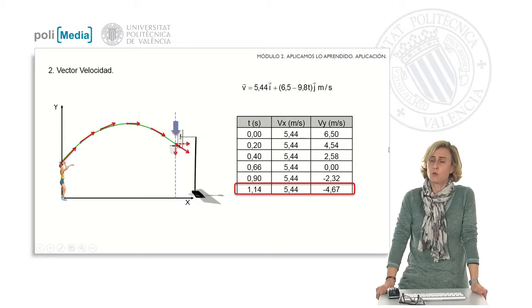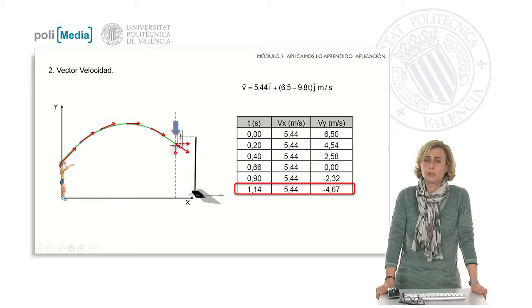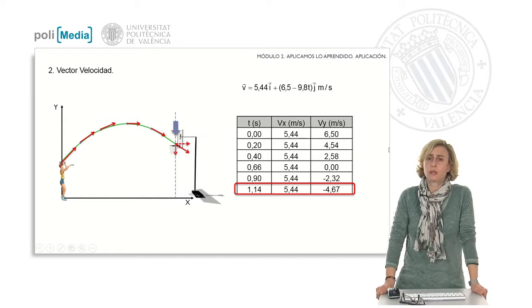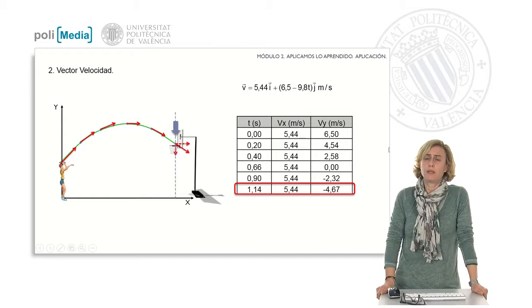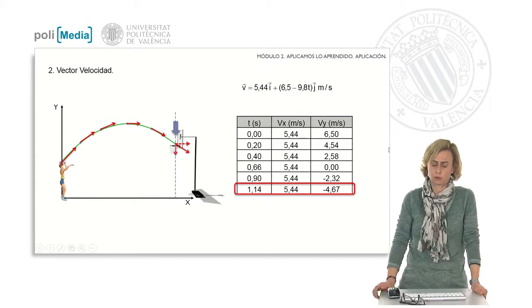And this agrees with the fact that in this axis, the movement is rectilinear and uniform, and therefore the x component of the velocity is constant. The y component of the velocity varies its value, being positive, null, and negative. Therefore, it is a uniformly accelerated rectilinear motion, as we have already seen.